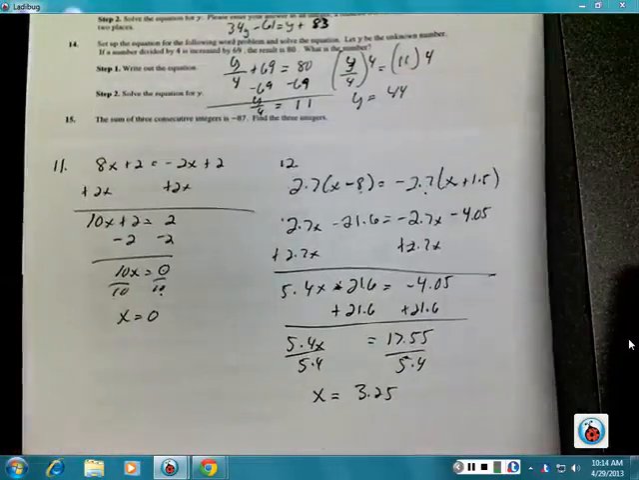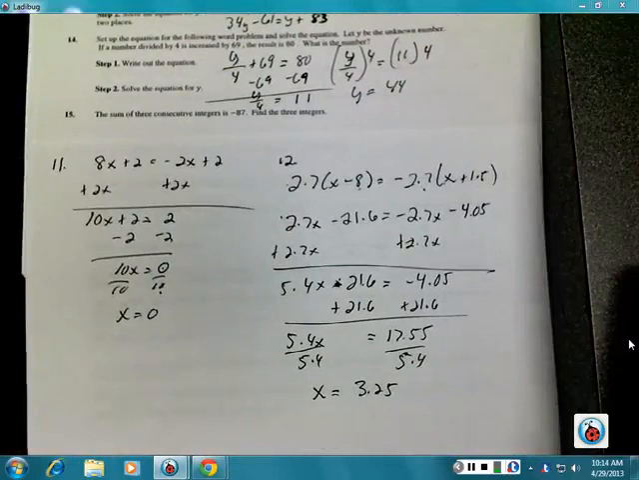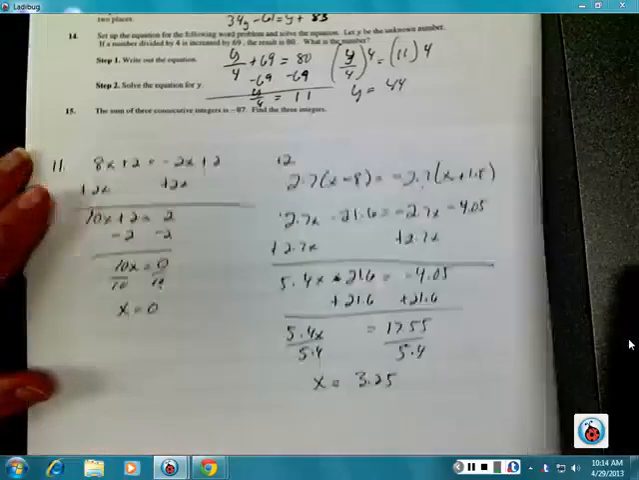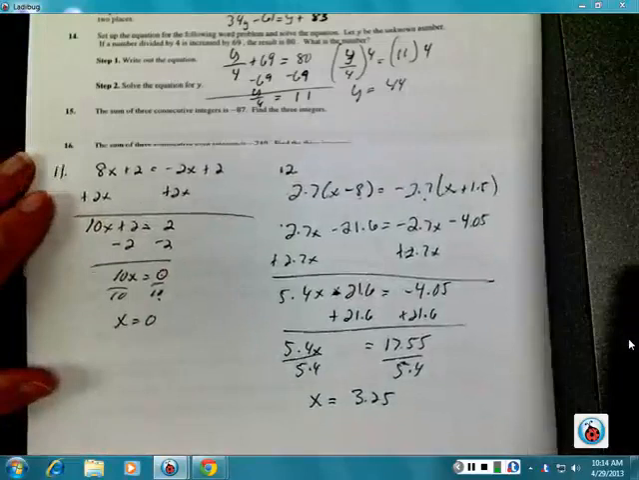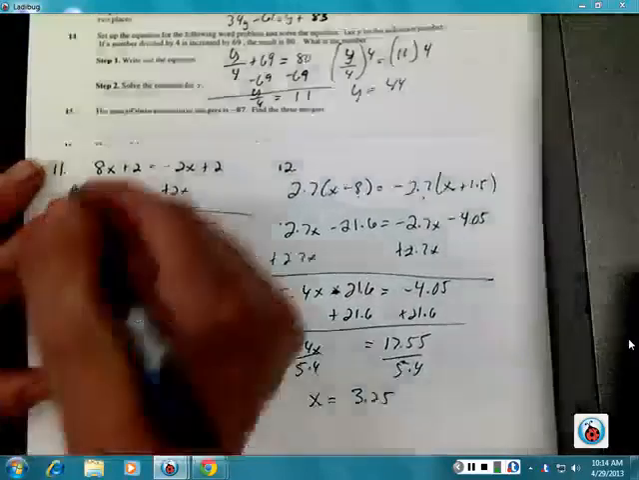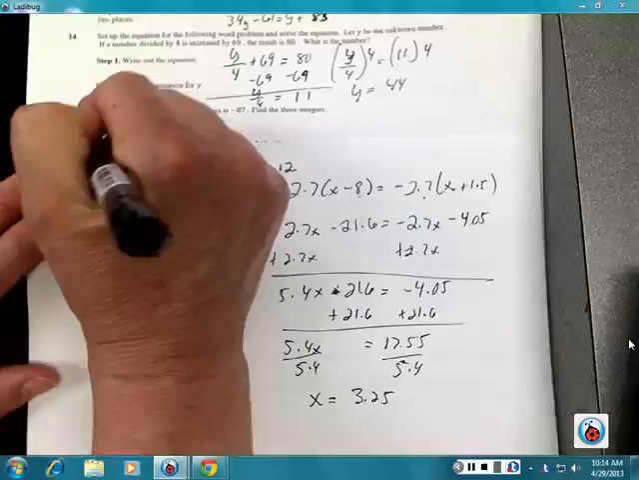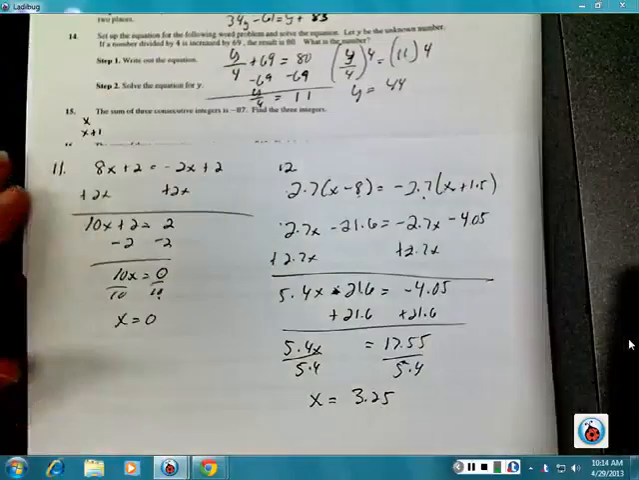15. The sum of 3 consecutive integers is a negative 87. What's that going to mean? What would we do with 15? 3 numbers in a row equal up to negative 87. But what are they going to be if I don't know what any of them are? My first number is x. What's the second number? X plus 1. And what's the third one? X plus 2.